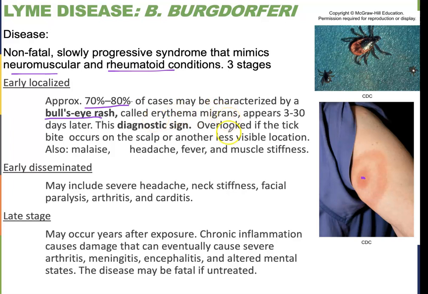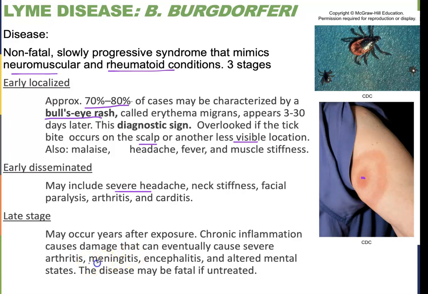And if the rash is someplace you don't look very much, like on the scalp or any less visible location, you might miss it. So you're going to have malaise, headache, fever, and muscle stiffness. If you don't catch it in this early stage, then it can disseminate. So it goes into the body via the bloodstream, and then you can have severe headaches. So it does affect the nervous system and the brain.